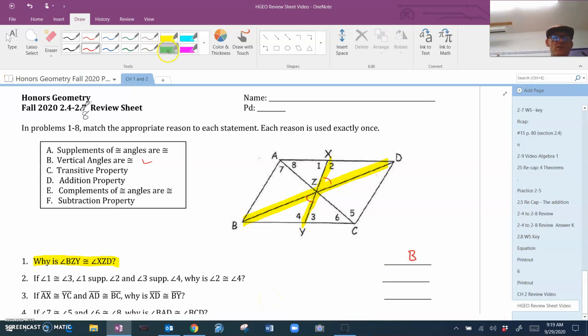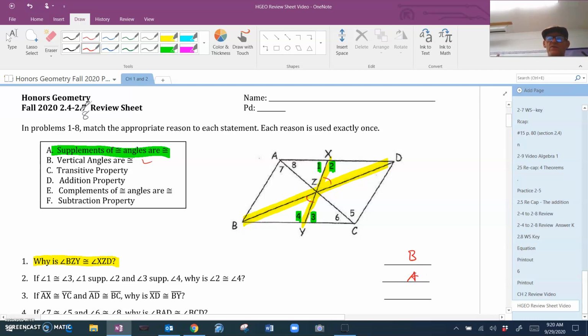The next one says if angle 1 is congruent to angle 3, and angle 1 is supplementary to angle 2, and angle 3 is supplementary to angle 4, why is angle 2 congruent to angle 4? Well, because supplements of congruent angles are congruent. All right, so that one's A.